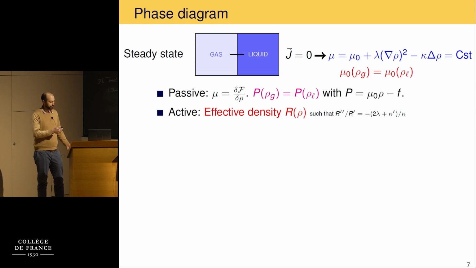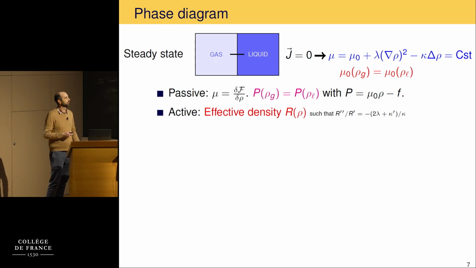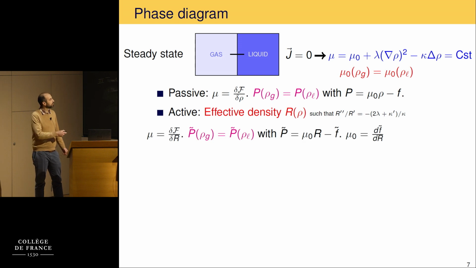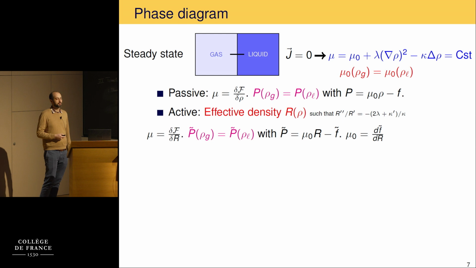In the active case, you don't have this property, but what we have found is that you can define an effective density, so it's just a change of variable that, as far as we know, doesn't have much physical meaning. So it's a function r of rho, with r defined here as a function that involves the lambda and kappa terms. And with this r, we can write it as the derivative of a free energy with respect to this new variable. So we are able to define some kind of generalized pressure, which is not the mechanical pressure, but it's a quantity that will be equal in the two phases.